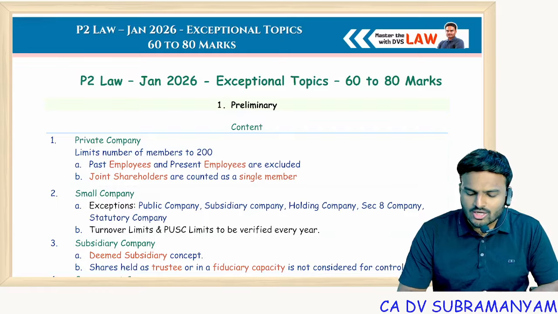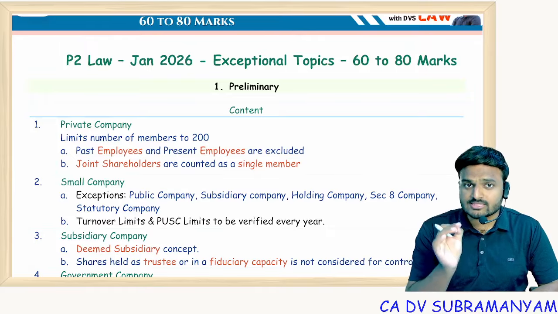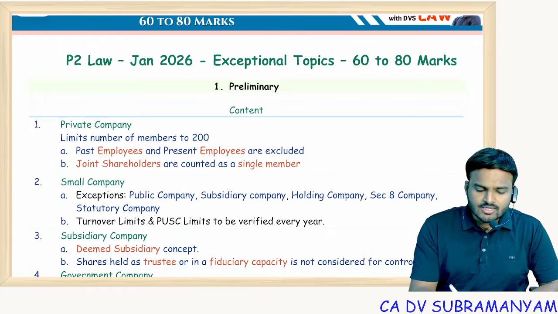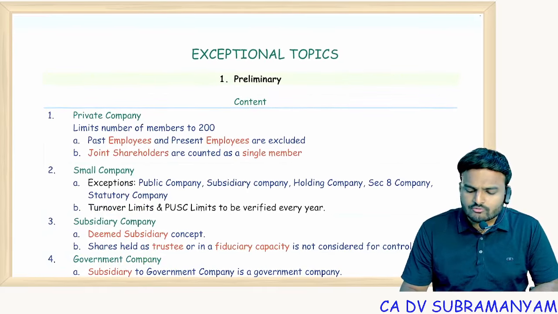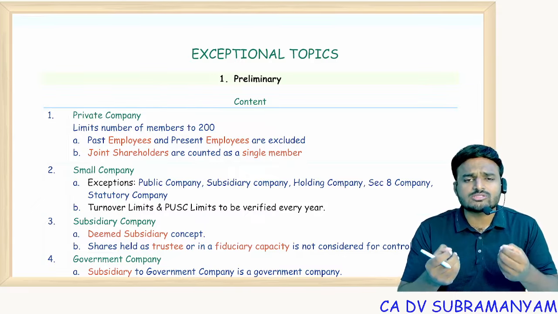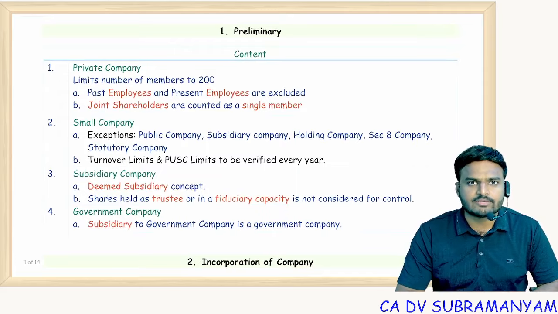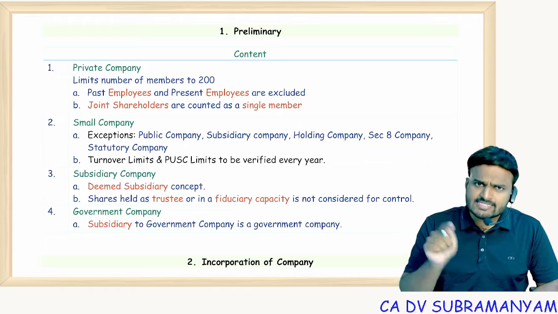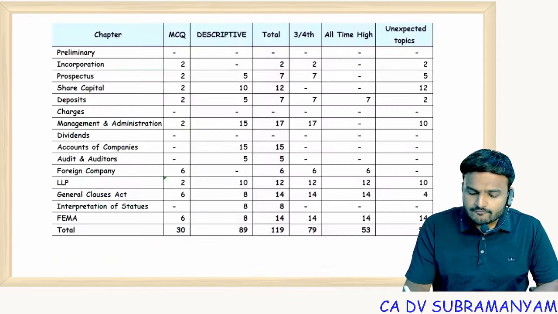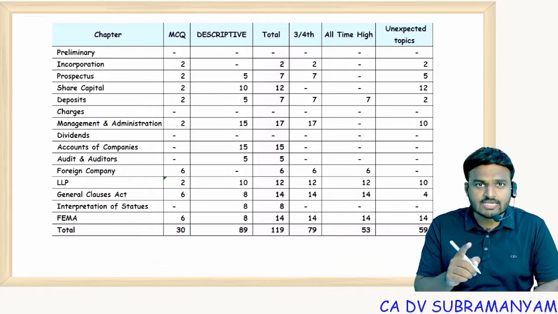This video is all about revision of exceptional topics. You can expect 60 marks from this particular marathon. Last time, in the May 2025 attempt, I did a video on exceptional topics, that is, the most unexpected topics. In that attempt, 30 plus marks came from this document. And from the same video, same document, in the September 25 attempt, we got 59 marks.